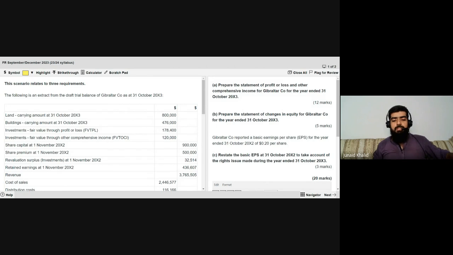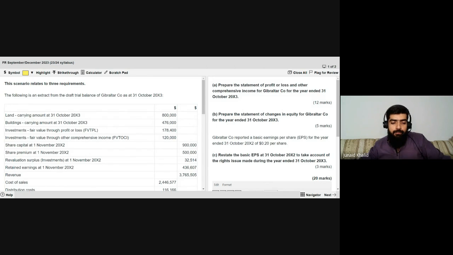So let's start with the final account topic, and we'll practice how the examiner would ask a question and how we're going to attempt it. First of all, let's read out the question and the data given, then we will try to solve it and discuss the possible strategy to attempt that question.